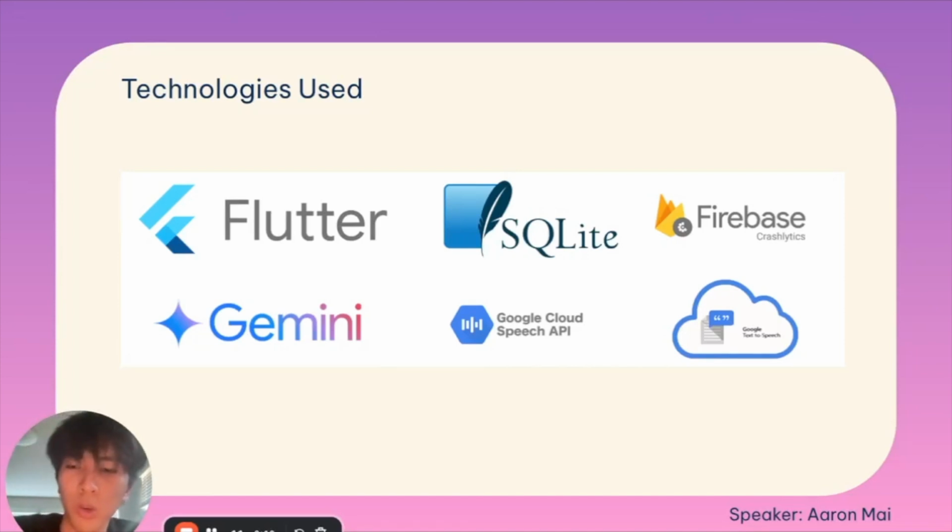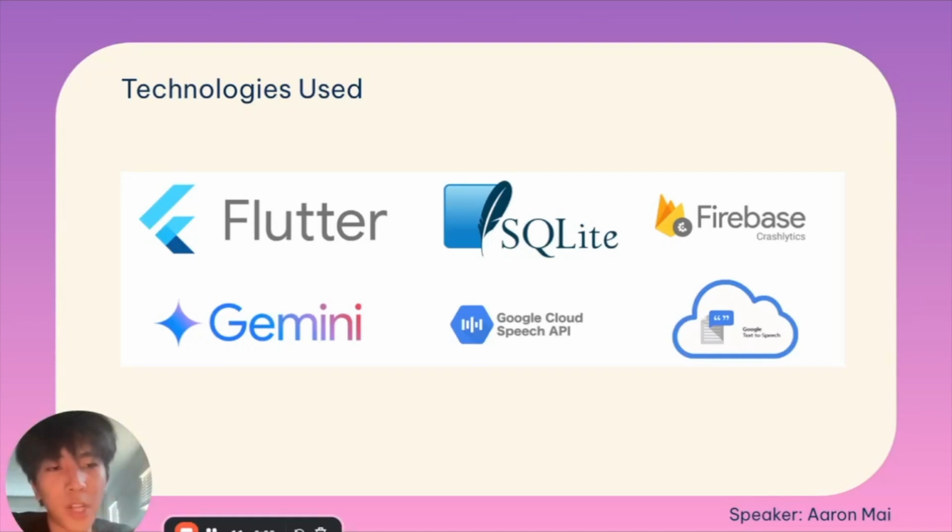So we use Flutter, which is a framework that is a wrapper around Swift and Kotlin, the native iOS and Android languages. And Flutter is really nice because you're able to just write the app one time and then build for both of those platforms, saving us a lot of time because we don't need to write the same app twice in those languages. We use SQLite for our database, which allows us to store our users' progress.